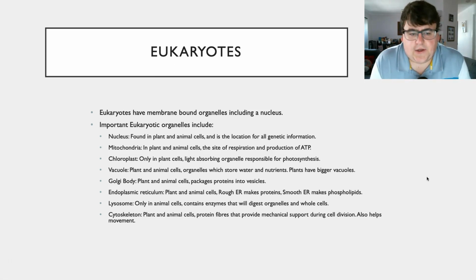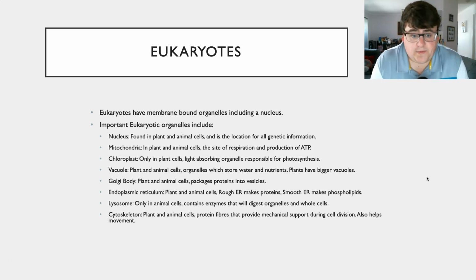Eukaryotic cells. So eukaryotic cells have membrane-bound organelles, including a nucleus. Some of the important organelles that eukaryotic cells have are a nucleus, which is found in plant and animal cells. And basically the nucleus is the site of all genetic information. It's the site of transcription, which we talked about last topic. DNA replication, all of those are happening inside the nucleus.